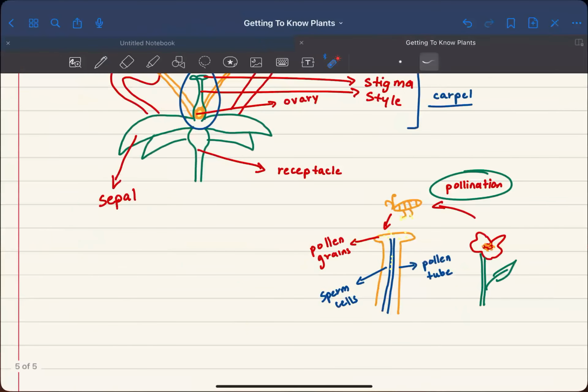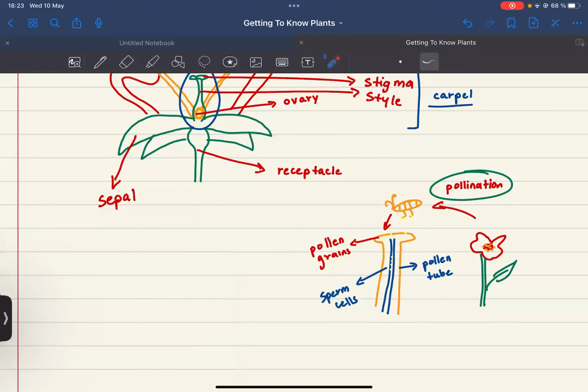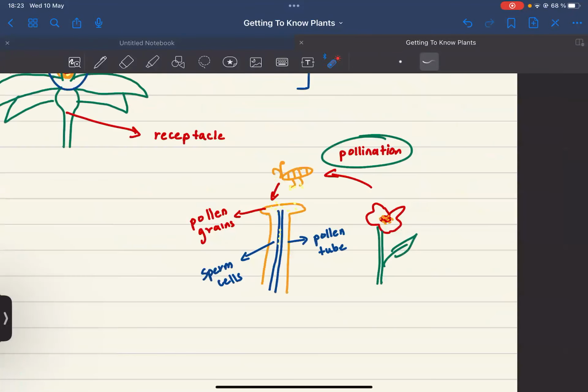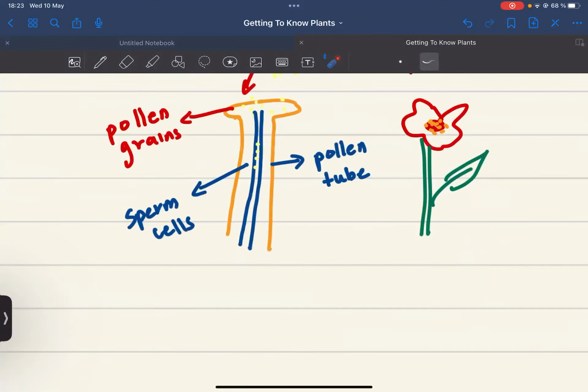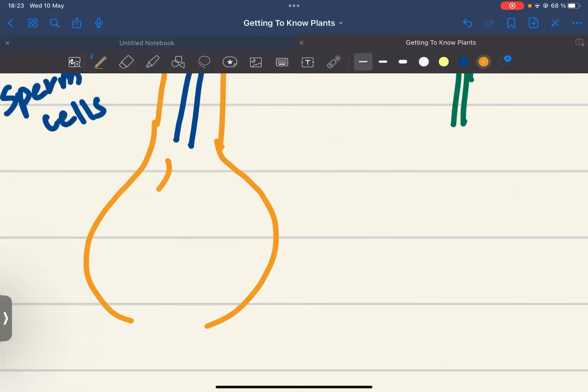Okay, so I'm repeating the process again, guys. It goes inside the pollen tube to reach the ovary. Okay, so there's an ovary over here, which is a double layered cell.